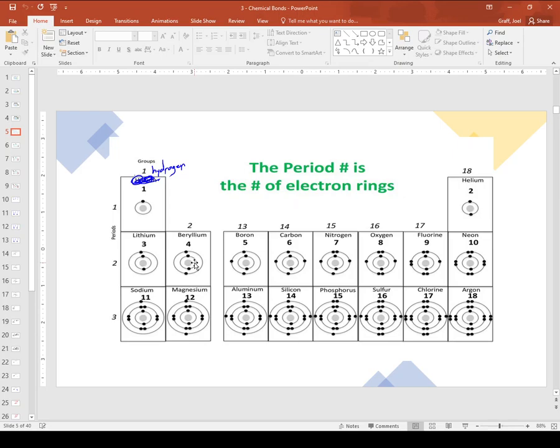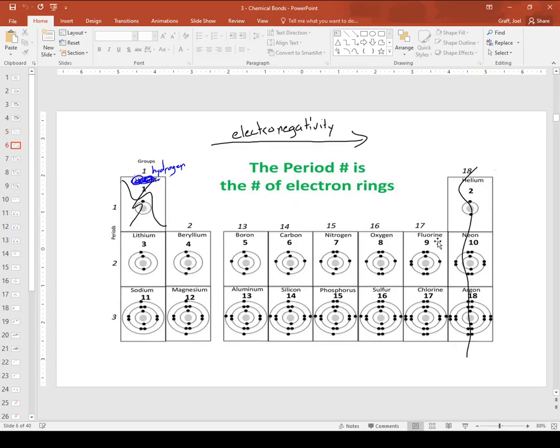Another term for outer shell is the valence shell, valence electrons. These elements here have 3 valence electrons, 4 valence electrons, 5, 6, 7, and then over at the noble gases we've got 8. With the exception of helium that can only hold 2 in its outer ring, of course. So we're going to ignore the noble gases.